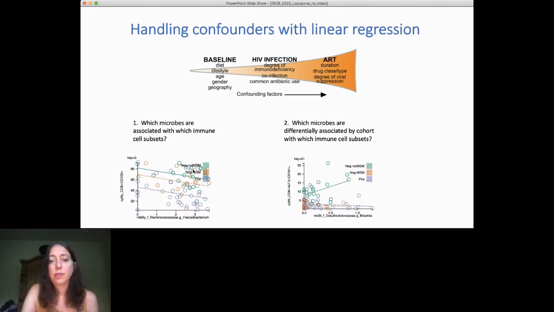On the right, this is another type of model we often use where we introduce an interaction term into the linear model so that we can ask which microbes are differentially associated by cohort with which immune cell subsets. This could happen if, for instance, immune dysfunction driven by HIV leads the same immune cells to respond differently to the same stimuli. An example of this you might think of is you're hiking with your friend, they're going nuts because of the pollen, because they have allergies and you're not. That's the type of thing that we would try to detect using a regression model that allows for different response to the same stimuli with an interaction term.